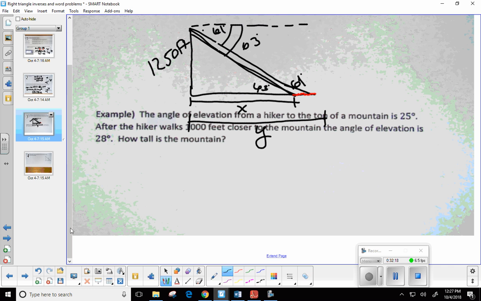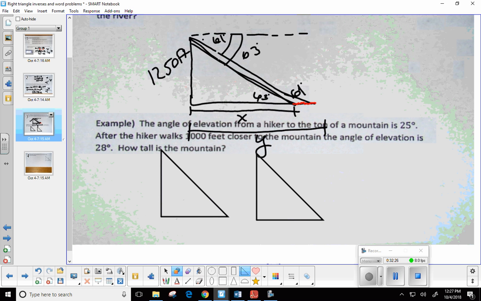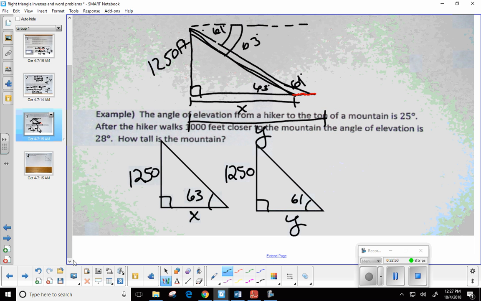And if y'all want, something that always helps me is separating the two triangles. So we can just isolate those two and redo our triangle. This is the height, which is 1250. Our angle right here is 63, and then this is X, and that one is 61 degrees, and then this is our Y. That way you can have the two different triangles, and if you want to get a little fancy, there's the river, so we know which triangle the river is included in.